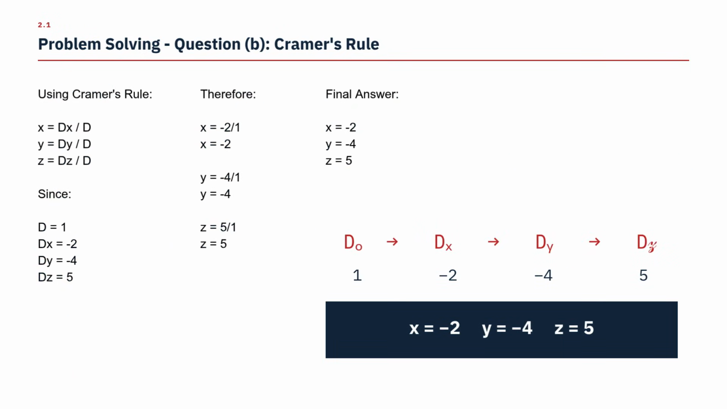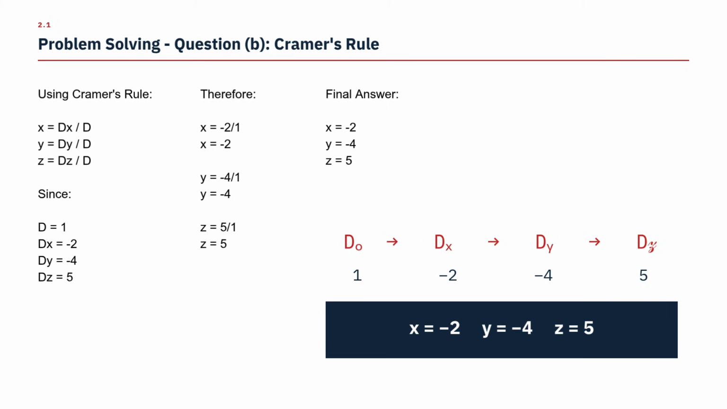Finally, we use Cramer's rule to find the values of x, y, and z. The formulas are x equals Dx over D0, y equals Dy over D0, and z equals Dz over D0. Since D is 1, Dx is negative 2, Dy is negative 4, and Dz is 5, we obtain x equals negative 2, y equals negative 4, and z equals 5. Therefore, the final solution to the three simultaneous equations is x equals negative 2, y equals negative 4, and z equals 5. This completes question B using Cramer's rule. That's all for question B.